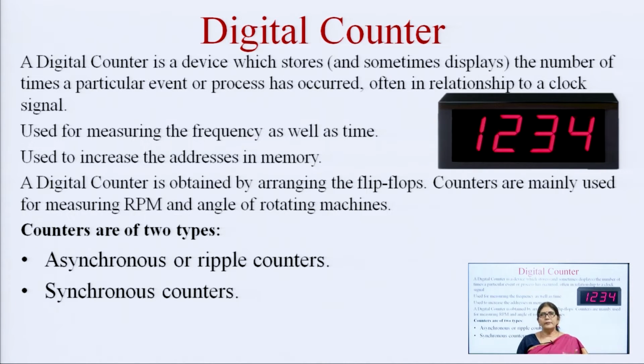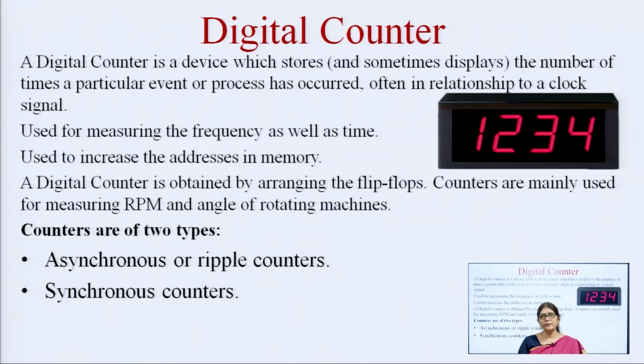So, digital counters are devices which store the number of times a particular event or process has occurred, often in relation to a clock signal. So, it is used for the measurement of frequency as well as time. Digital counters can be used when we want to count the number of persons entering a mall. Then we can place a sensor that senses that a person is coming, and then it generates a pulse, and that pulse is counted by the counter. So, we can use the digital counter for counting the number of persons entering a stadium or a mall also. So, counters are of two types.